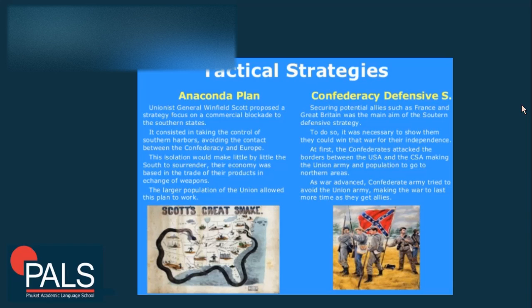Now for the Confederacy, they played much of the defensive role. Securing potential allies such as France and Great Britain was the main aim of the Southern defensive strategy. To do so, it was necessary to show them that they could win the war with their independence. At first, the Confederates attacked the borders between the USA and the CSA, making the Union Army and population go to northern areas. As the war advanced, the Confederate Army tried to avoid the Union Army, making the war last longer as they got allies.